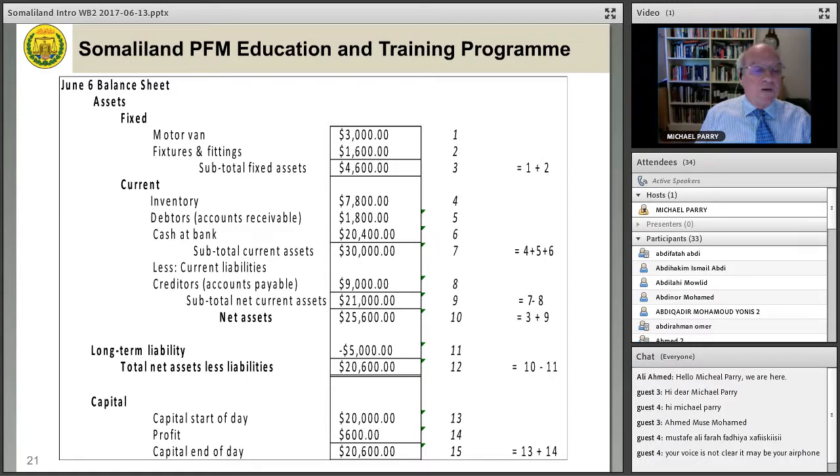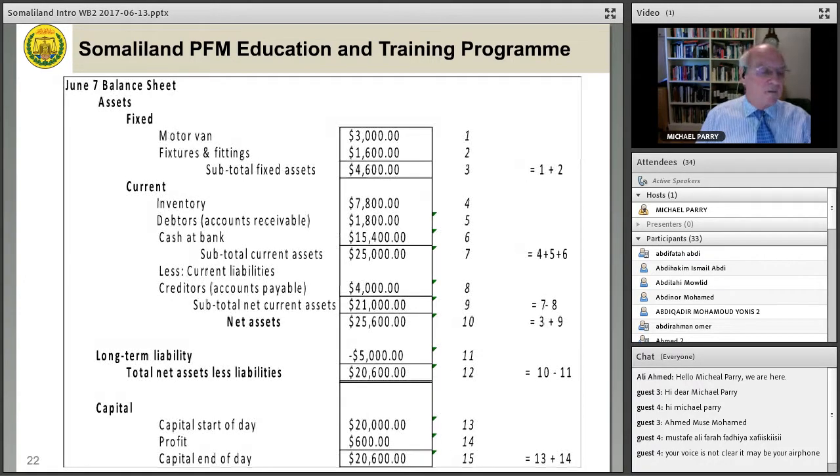And if we look at the capital side, for the first time that's changed. We have a profit. That profit increases the owner's interest, $600. So capital goes up to $20,600, which of course is the same as the net assets. Day 7, the only thing that happens on day 7 is that we pay off some of the amount that we're owed. So our cash goes down, and our current liabilities go down by the same amount. It doesn't affect the total capital, it's just a change in the composition of the assets.